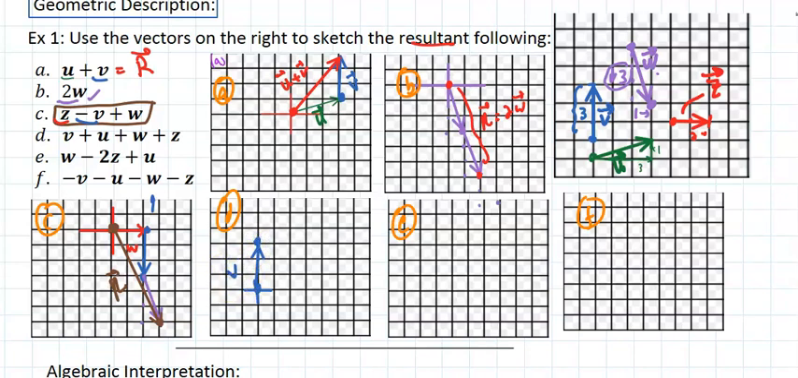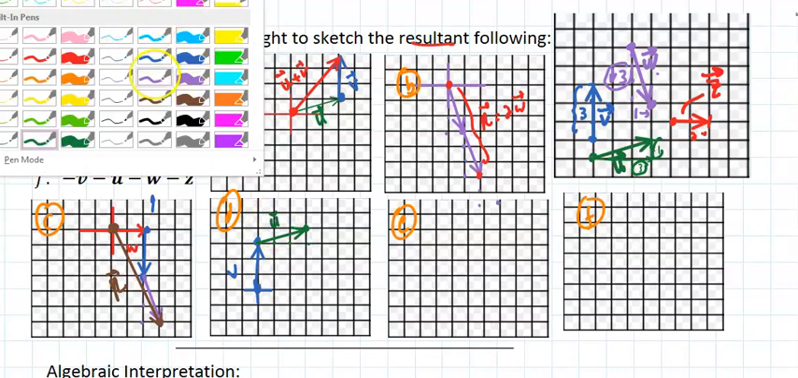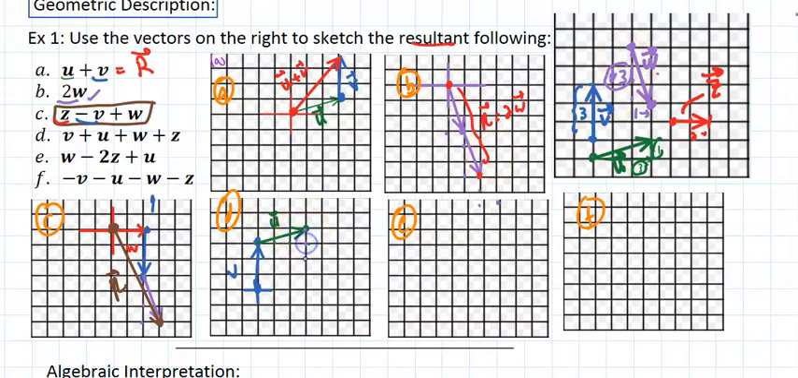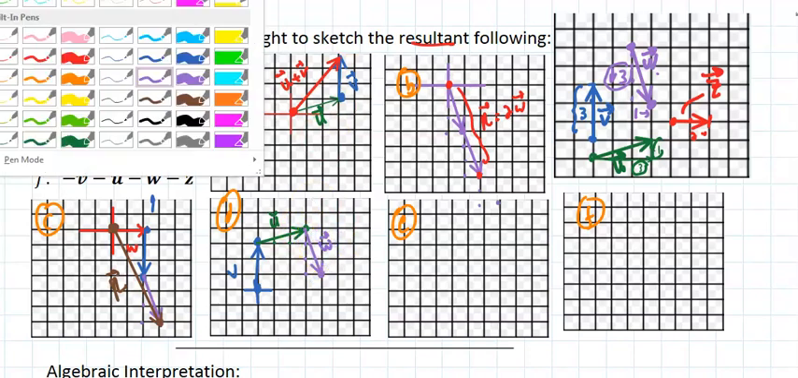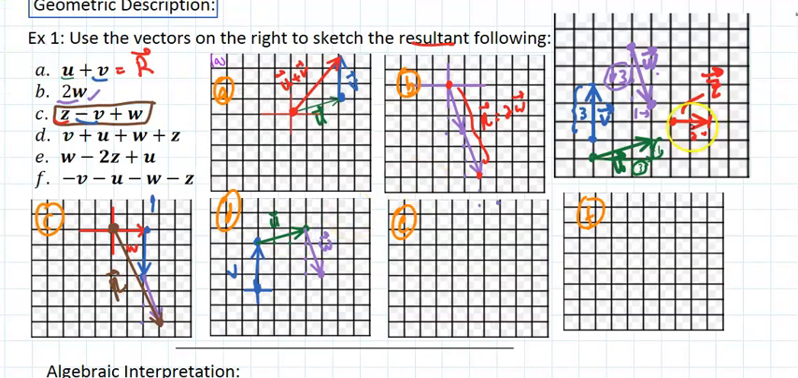W, U. U is the green. What does the green do? The green shifts 3 units to the right, 1 up. 1, 2, 3 to the right, 1 up. So now my item is right there. And then I would move my W. What's W? W shifts 3 down, 1, 2, 3 down, and 1 to the right. Now my item's right there. And then Z. Z, all it does, it shifts any item 2 units to the right.